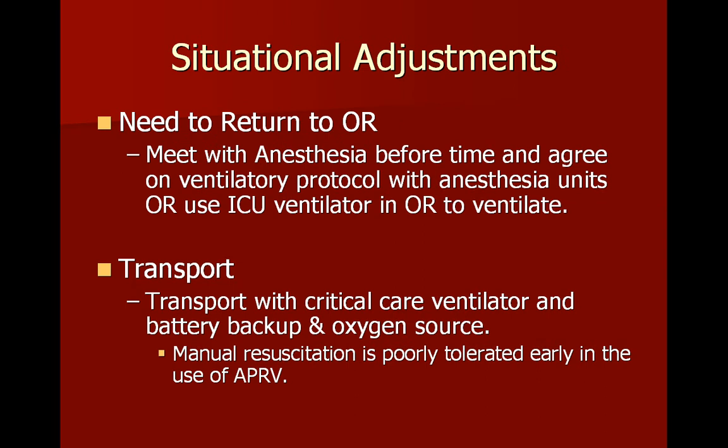This is one that we discovered when Beaumont started doing a lot of patients with APRV. They were trauma patients. They had to take them back to the OR and put them on the anesthesia machine. All the benefit you got just went out the window because they de-recruited. So what they ended up doing is either modifying their anesthesia units to do inverse pressure control with long I times, or just using the ICU ventilator in the OR, scavenging the exhaled gas and ventilating that way.